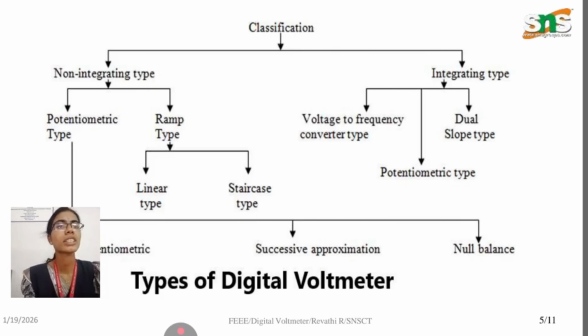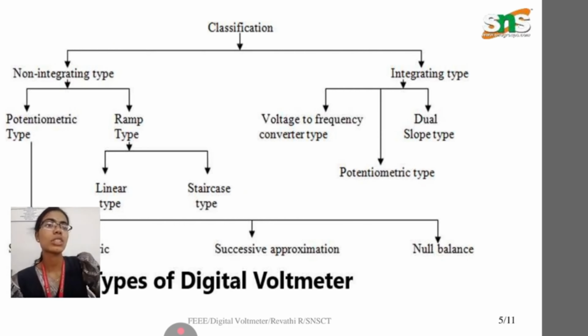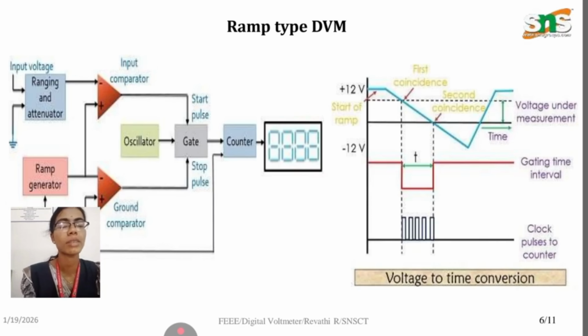The classification is into non-integrating type and integrating type. In the non-integrating type, the potentiometric type and ramp type are further classified, whereas in the integrating type there are the voltage to frequency converter type and the dual slope type. The ramp type is further classified into two types, linear type and staircase type, whereas the potentiometric type includes the successive approximation and null balance types. This is the wide classification of the digital voltmeter.